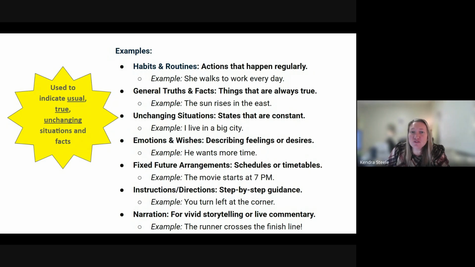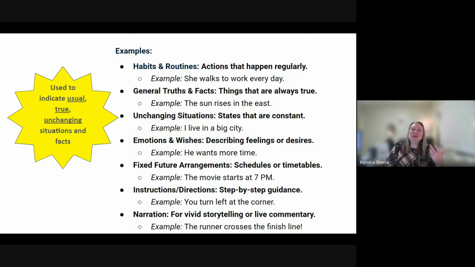Next, instructions and directions, step-by-step guidance. If you are helping someone to navigate, so if you're reading the GPS from your phone, turn left here, turn right up here, you say it in the present simple tense. Also, if you're explaining to someone how to make something, you might say step by step how to do it, and those steps will be in the simple present tense.